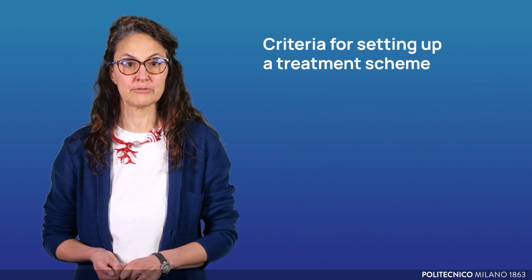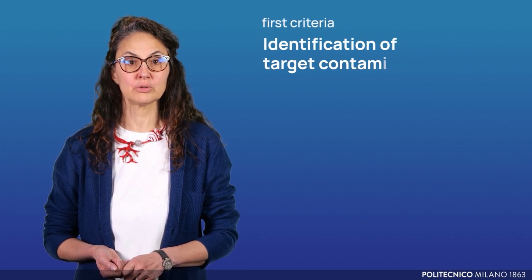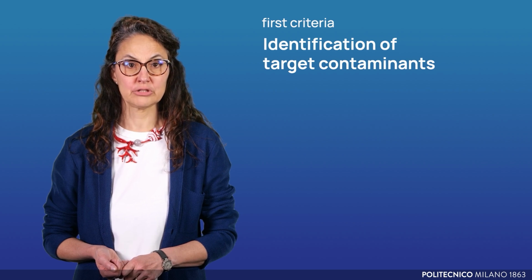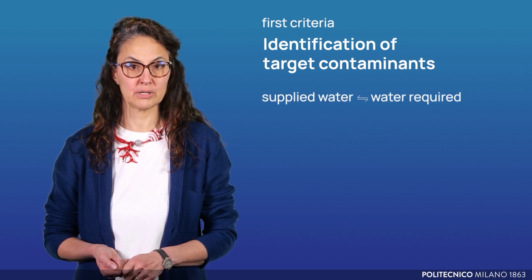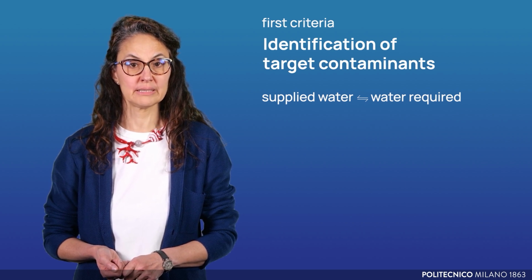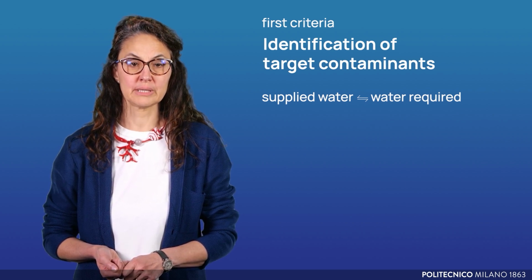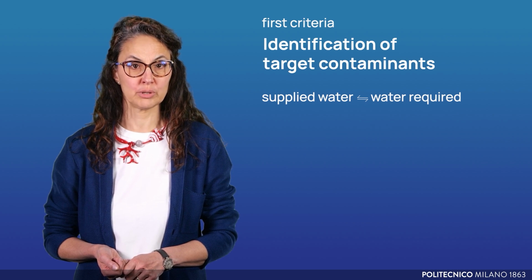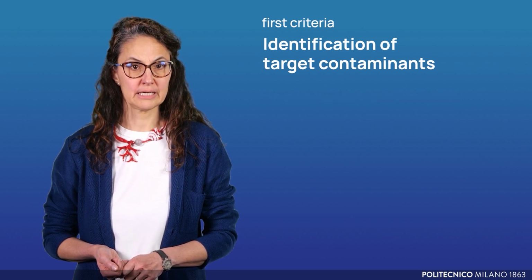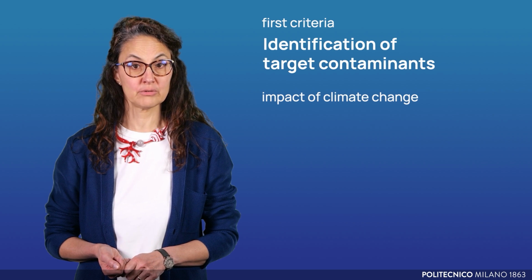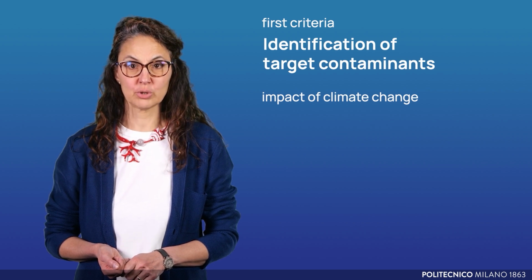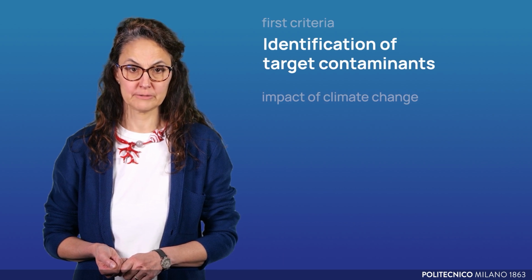To provide water that is fit for purpose, it is essential to consider 5 key criteria. The first criterion involves identifying the target contaminants, that is, understanding the characteristics of both the supplied water and the water required by the end users. By comparing the two, we can pinpoint which contaminants need to be removed, the target contaminants, and select the most suitable removal processes. At this stage, we must also keep in mind the impact of climate change, which affects not only the quantity but also the quality of fresh water sources, as we have previously discussed.